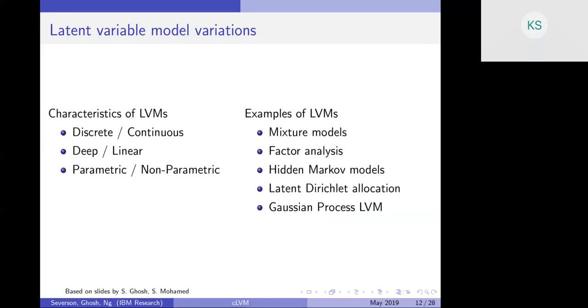So some examples that you might have heard of include mixture models, factor analysis, hidden Markov models, latent Dirichlet allocation, Gaussian process latent variable models. But this is just a small set of this really rich space of probabilistic models.